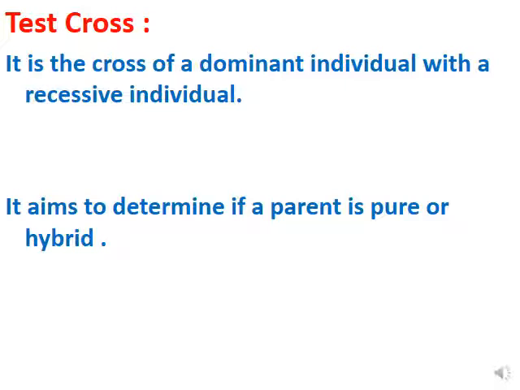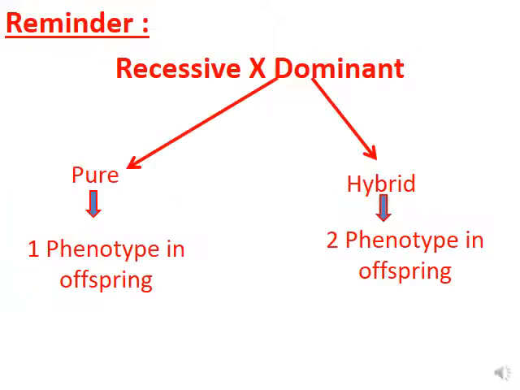Test cross is the cross of a dominant individual with a recessive individual. What's the meaning of this? This person is dominant. So this dominant can be either pure, homozygous, or hybrid, heterozygous. So we cross it with a recessive. Recessive is always homozygous. So we want to determine if the parent is pure or hybrid using this cross, which is the test cross.